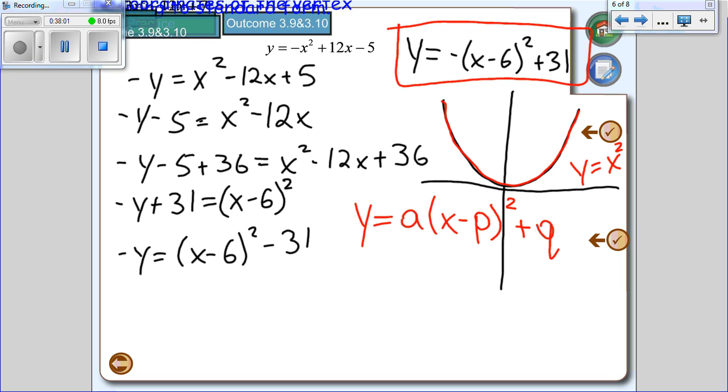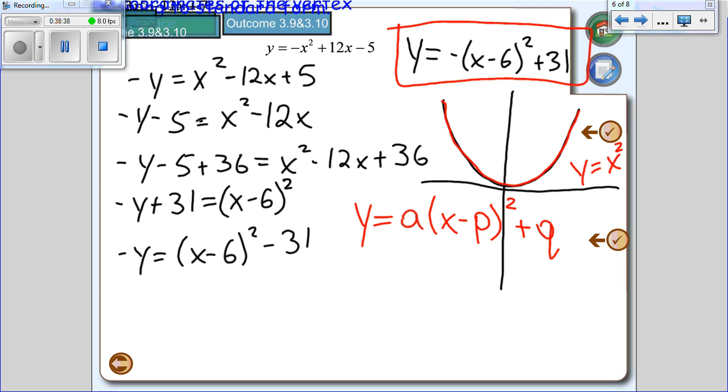Remember how we flipped the sign for the vertex? When you flip the sign, you go the way that it says. So, for example, if it was x plus 6, it would move 6 to the left. Correct. So, this graph, how far up has it moved? 31. It moved 31 up.